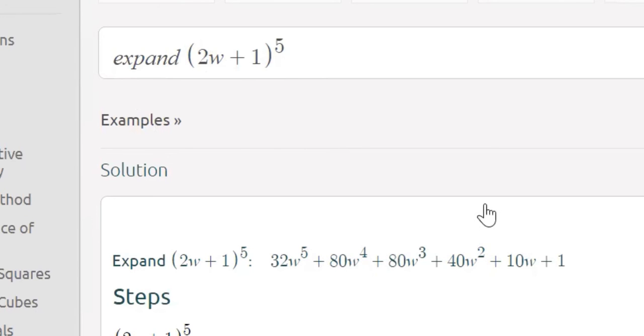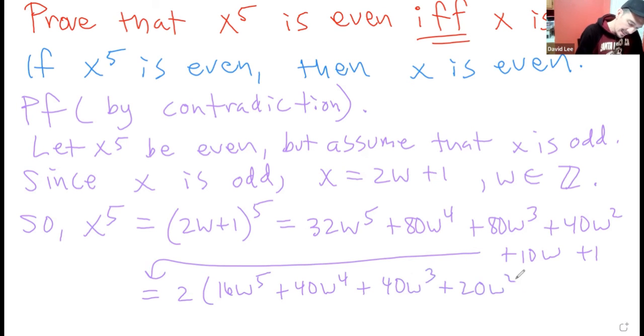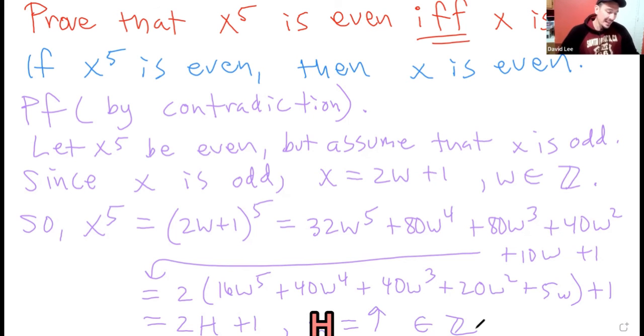So why don't we actually copy that down? So this is what we get for the expansion of (2w plus 1) to the fifth. We got all of this here. And so what exactly do we have here? So this equals 2 times, let's just call this h, plus 1, where h equals all of that there. And so what have we shown? We have shown that x to the power of 5 equals 2h plus 1.